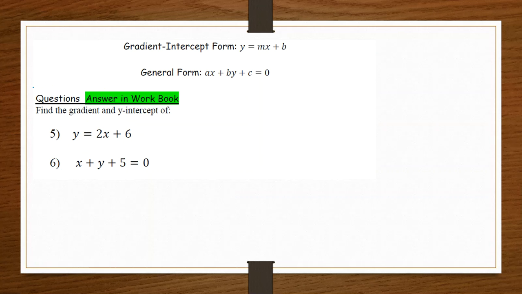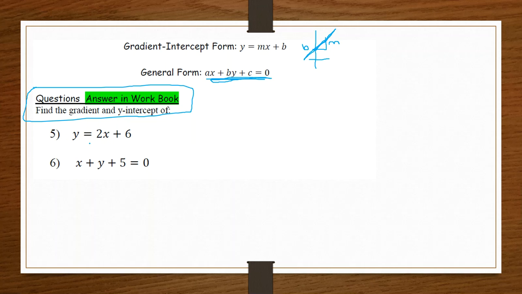Here are the questions for you to complete. These go in your workbook. Remember, the gradient intercept form is in this form, y equals mx plus b. And it's called that because the b tells us where it crosses the vertical axis, which is the y-intercept. The m tells us that when we go across 1, we go up m. And then we can draw our line. In the general form, we have to rearrange it in order to draw the sketch pretty quickly.